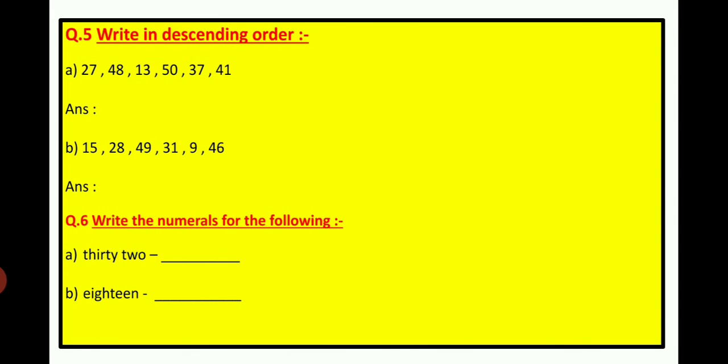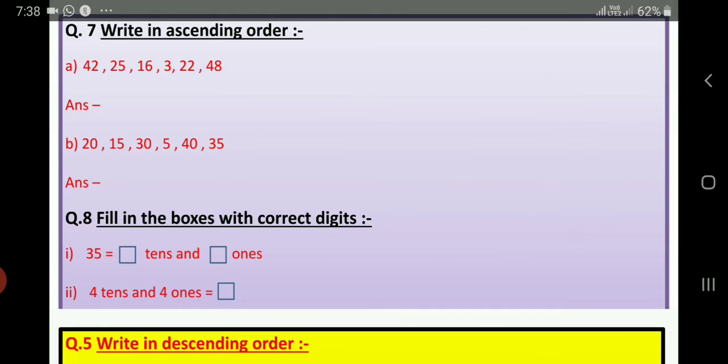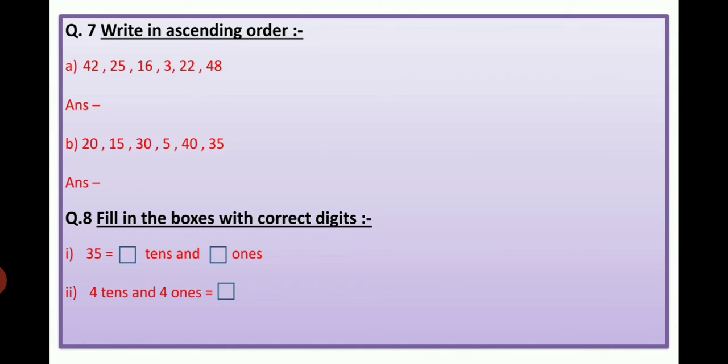Question number 5. Write in descending order. Question number 6. Write the numerals for the following. Here number names are written. You have to write the numeral of that. Question number 7. Write in ascending order. And the last question, number 8. Fill in the boxes with correct digits.